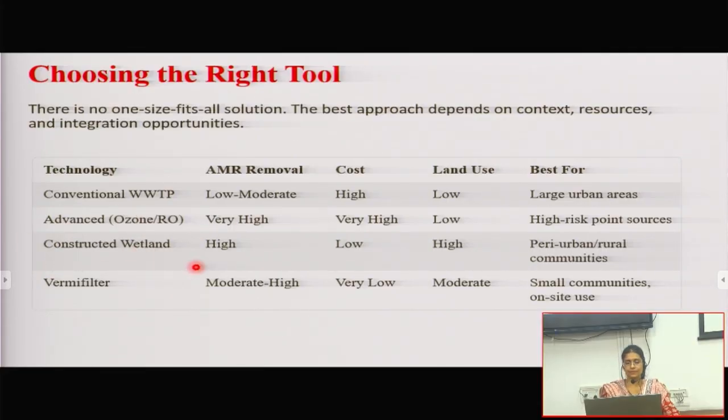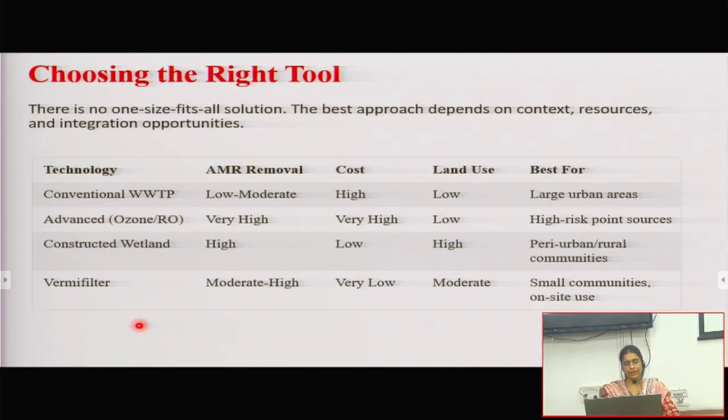Constructed wetland is good. AMR removal is very high. Cost is low. Land use requirement is high, because when I'm talking about earthworm action, I can't just give them a small beaker and ask them to perform. The requirement of land is high because it is like surface aeration. You cannot go deep. The earthworm layer needs to be quite shallow. So it could be implemented in areas where land is not a very priced commodity.